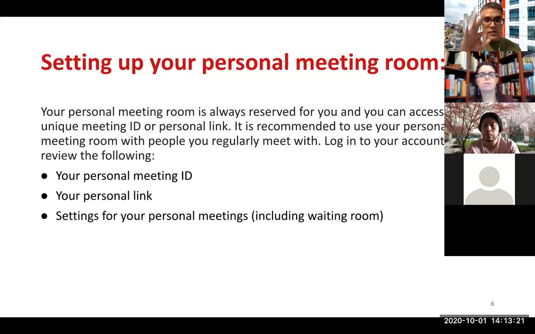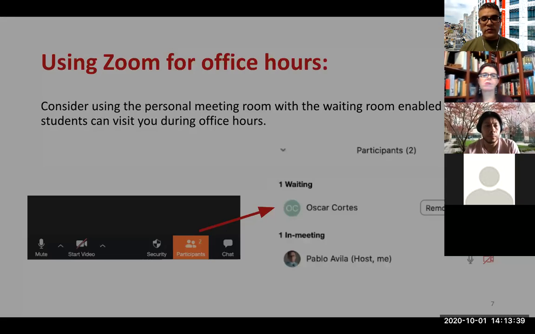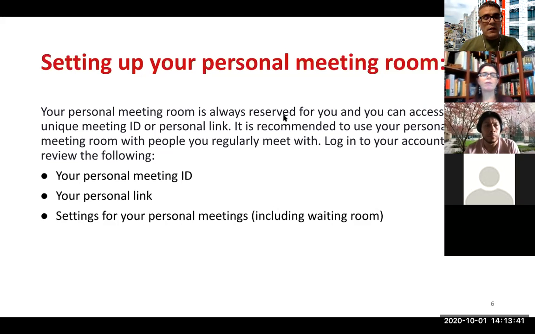We're going to take a look at 3 things. The first one is going to be the personal meeting ID. We're going to take a look at what it looks like and whether you can customize it. I'm also going to show you the personal link. And then we're also going to include some settings in your personal meetings, including the waiting room. And then after that, we're going to talk about using Zoom for office hours, and I'll come back to this in just a sec.